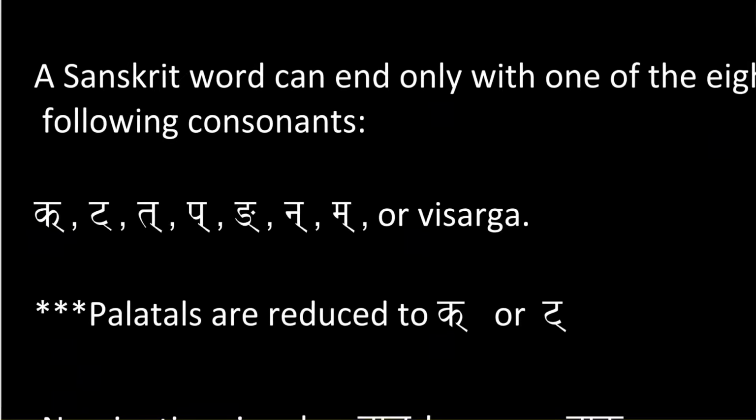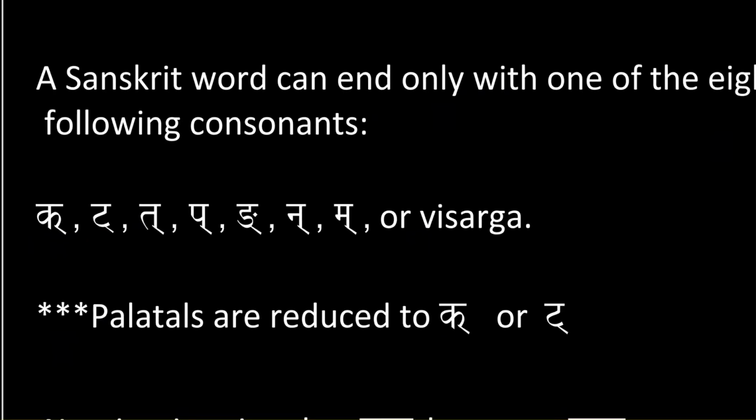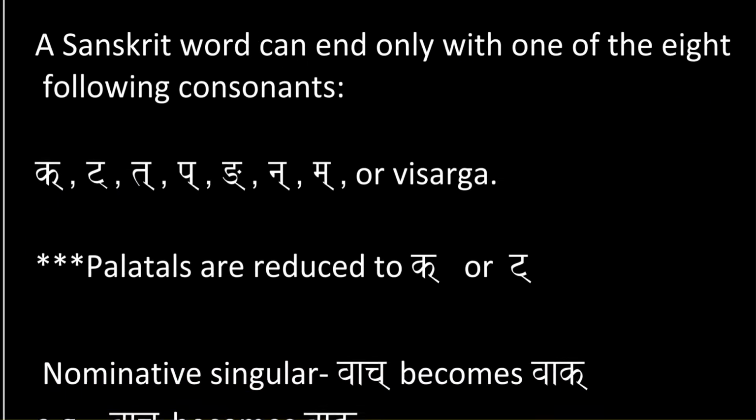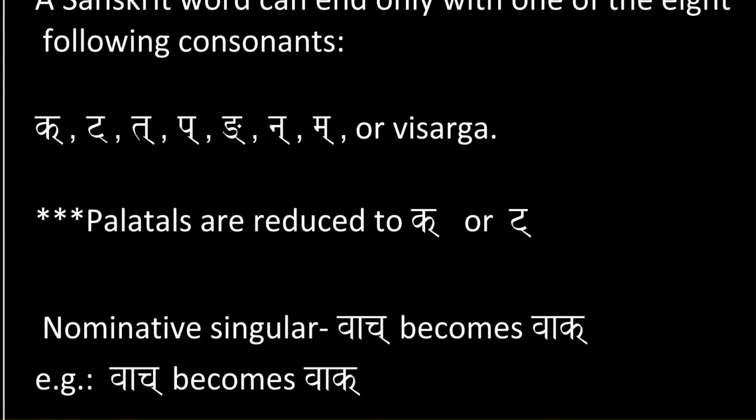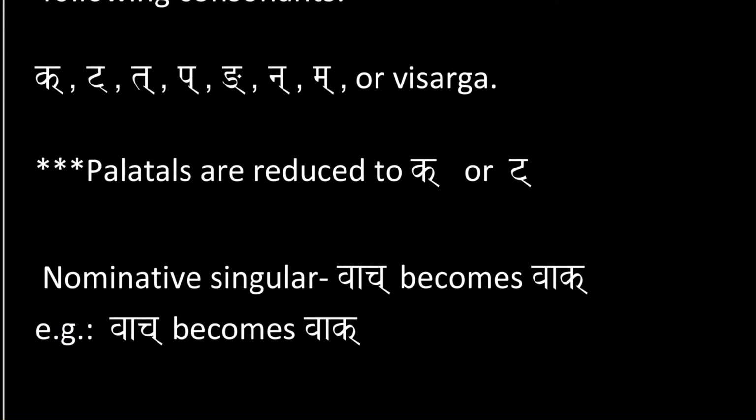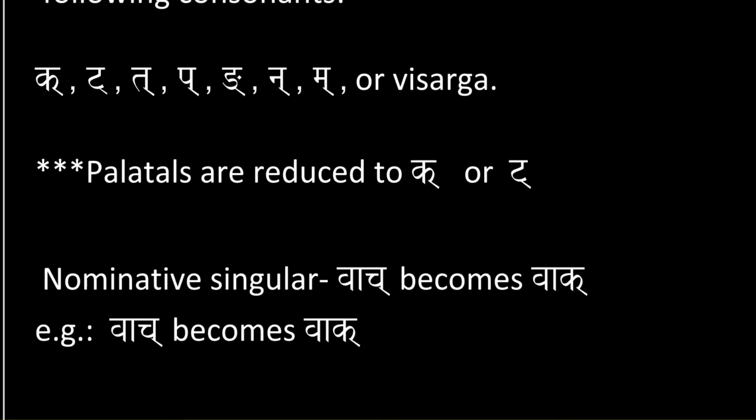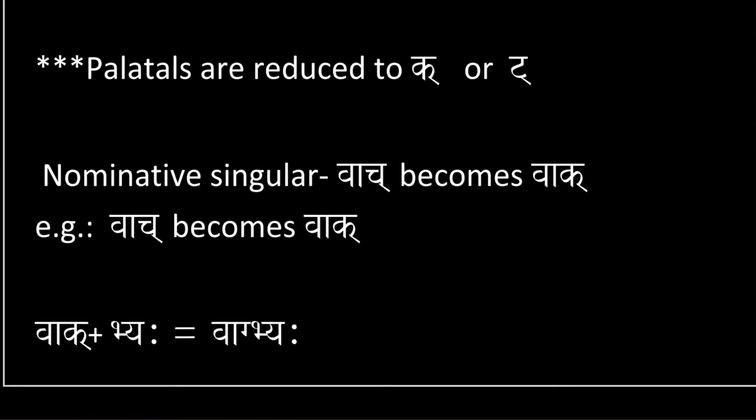Now going on to the feminine examples. Remember, a Sanskrit word can only end with one of the eight following consonants: ka, ta, ta, pa, nga, na, ma, or a visarga. That is why vach had to become vak: the palatals, of which cha is an example, turn into ka. That's why it became vak.